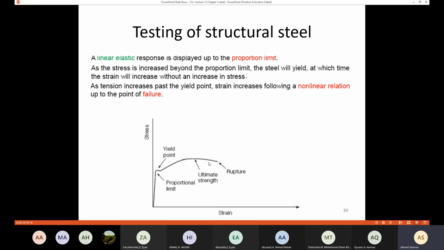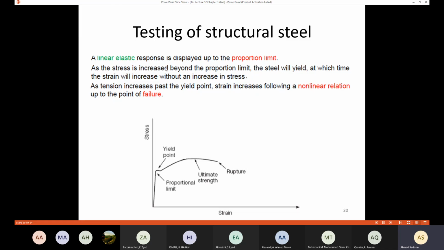So after you apply this test, the stress strain diagram is going to be generated, and you are going to know the proportional limit, the yield point, the ultimate strength, and the rupture. A linear elastic response is displayed up to the proportional limit. So up to the proportional limit here, we are going to have elastic response.